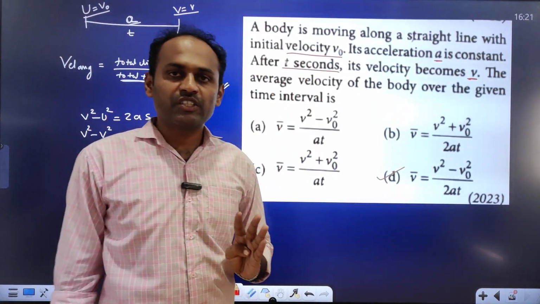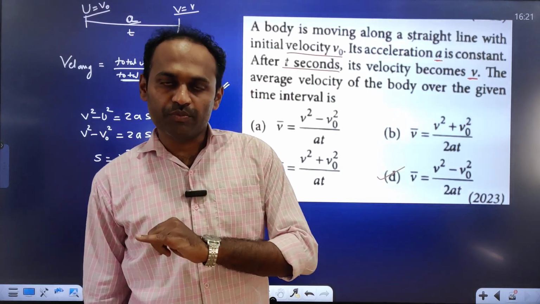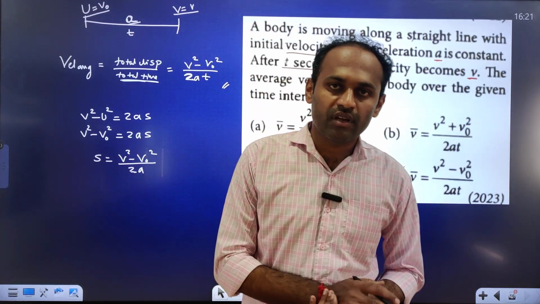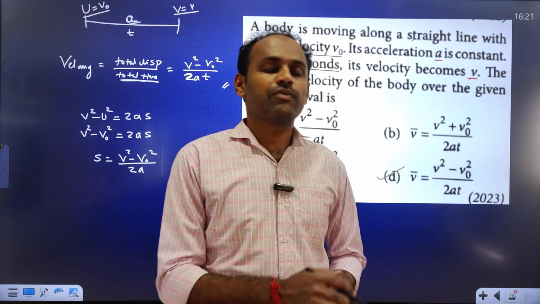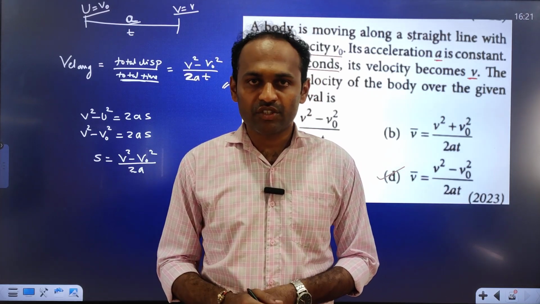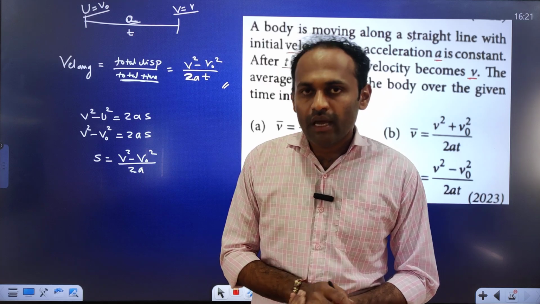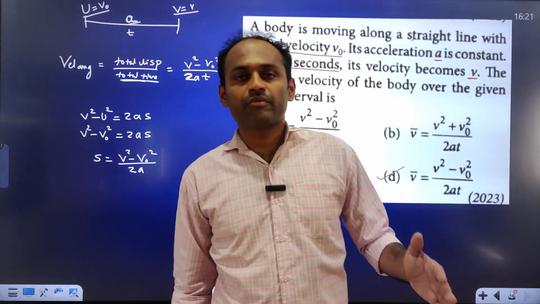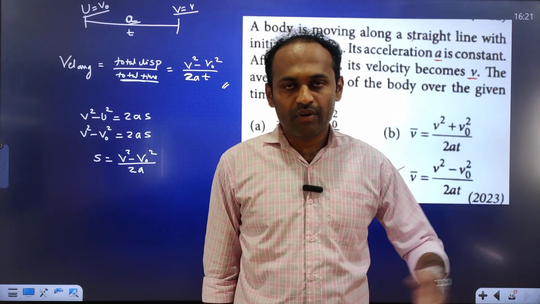So that's all about average speed, average velocity, distance and displacement. We'll continue this chapter in the upcoming videos. The next video will be on instantaneous velocity, instantaneous speed, as well as acceleration and average acceleration. That will be covered in the next video. After that, we'll go for kinematic equations, as well as graphs and relative velocity.